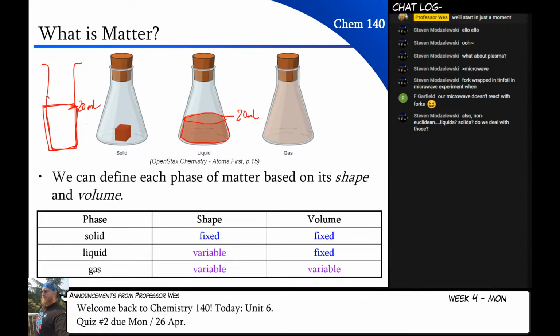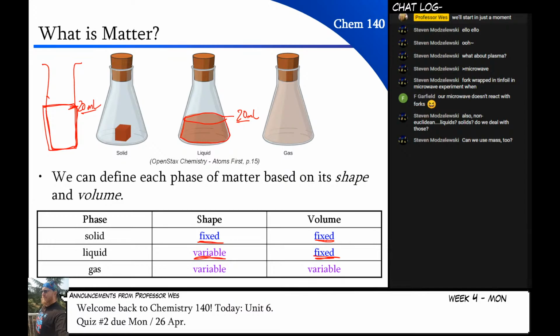Now, in each of these cases, the amount of liquid is the same. So shape and volume have different ways of interacting with our senses depending on what phase we're looking at. In this case, the volume remained the same, even though the shape is different. In the solids case, if the shape is stuck how it is, the volume can't change no matter what.